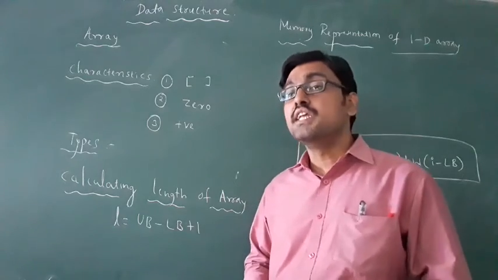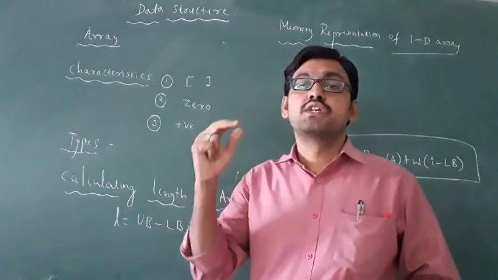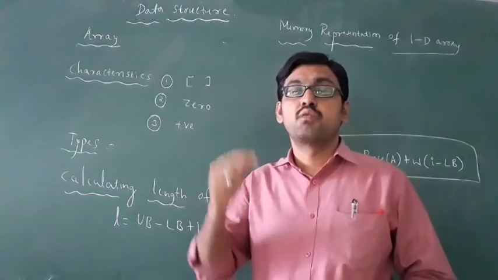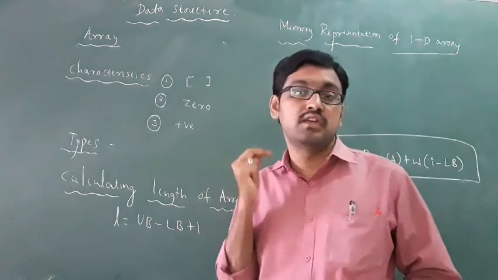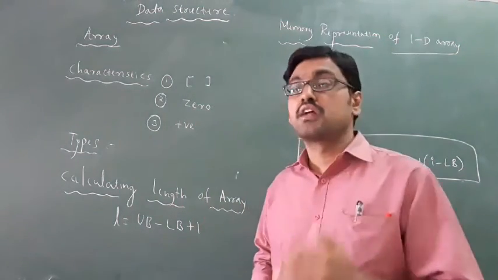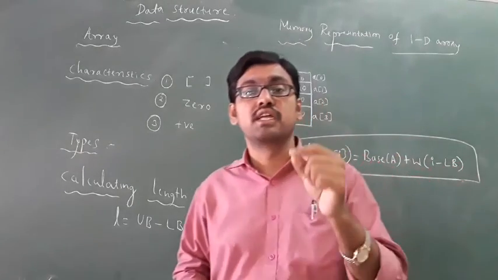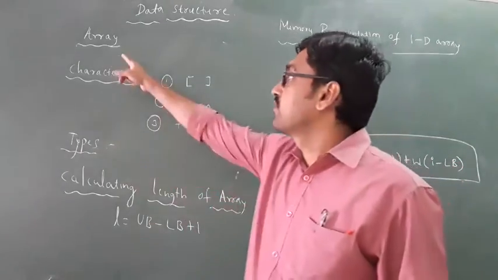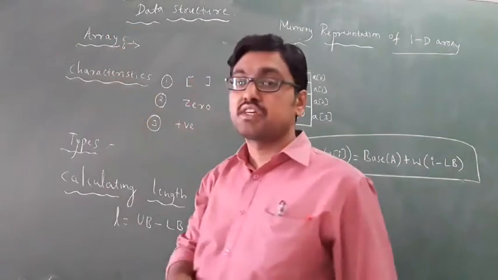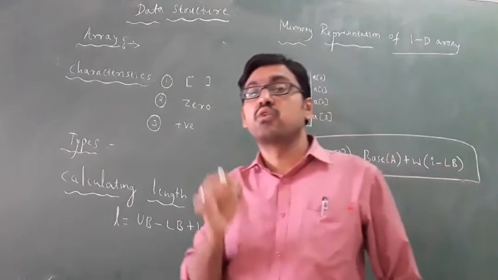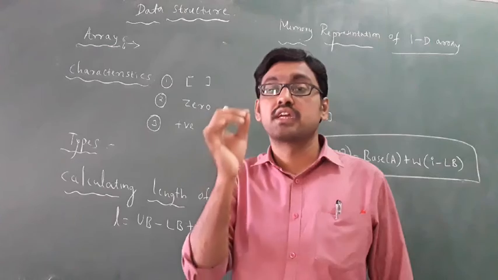What is linear? Linear means sequential. Here the data will be stored in sequential memory locations. Sequential means one after another, the data will be stored one by one. That is called a linear data structure. The best example for a linear data structure is an array. You already know what an array is. This question has also been asked many times in the second year.